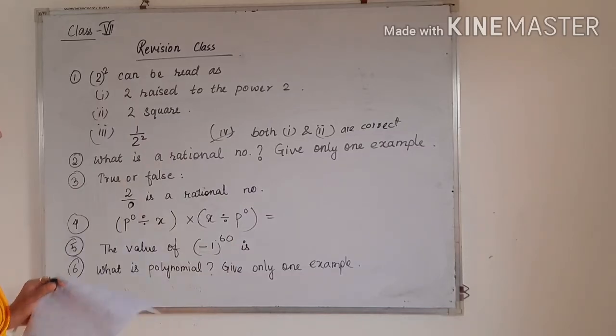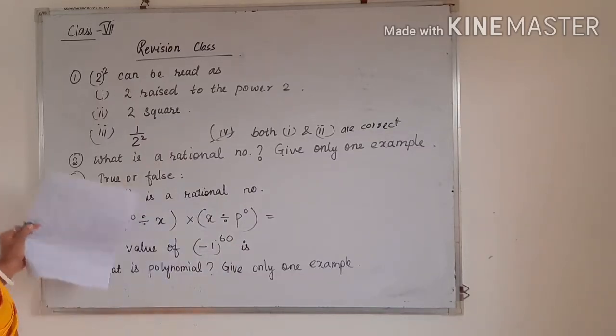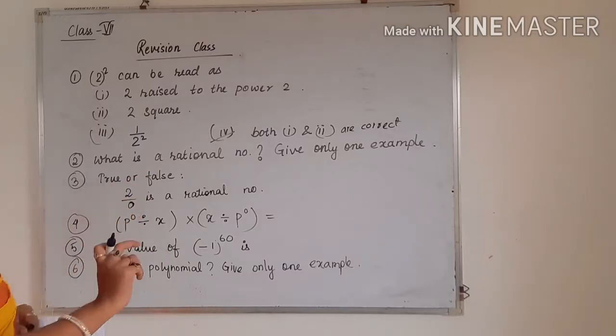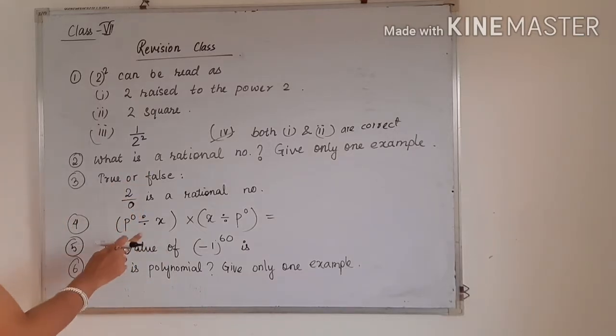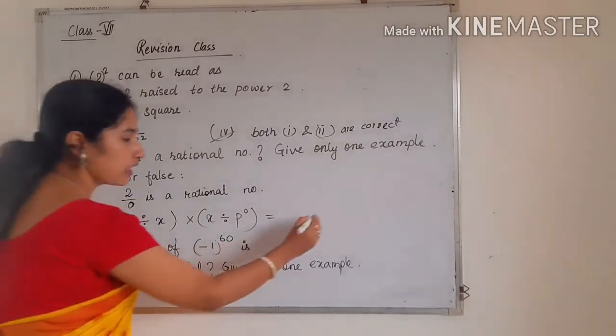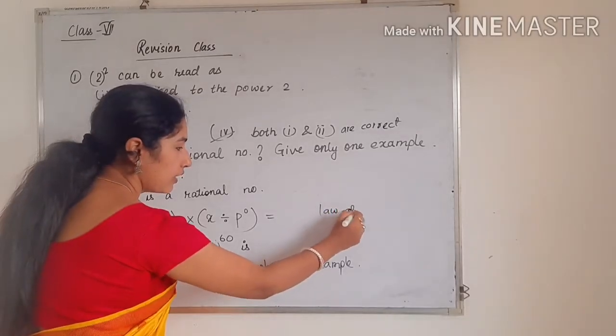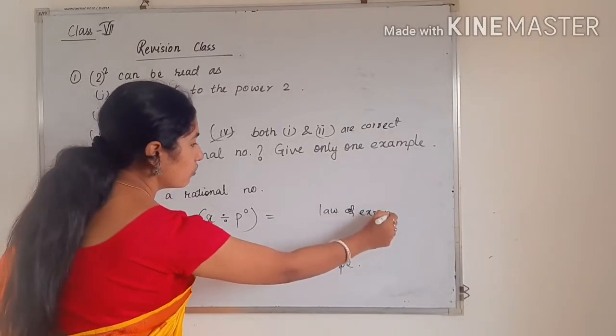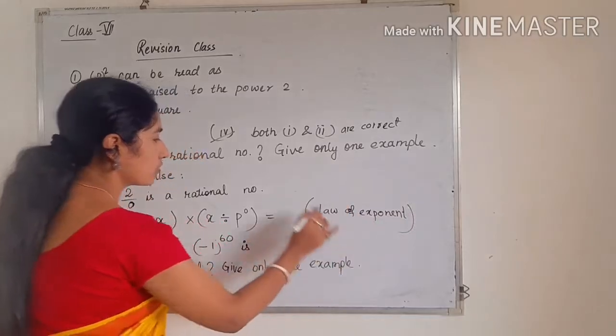Next is true or false. 2 by 0 is a rational number, is it true or false? You have to pick the correct option. Next is number 4. Here you have to apply the law of exponent. So read that part. Law of exponent is new to you, so read all the laws.